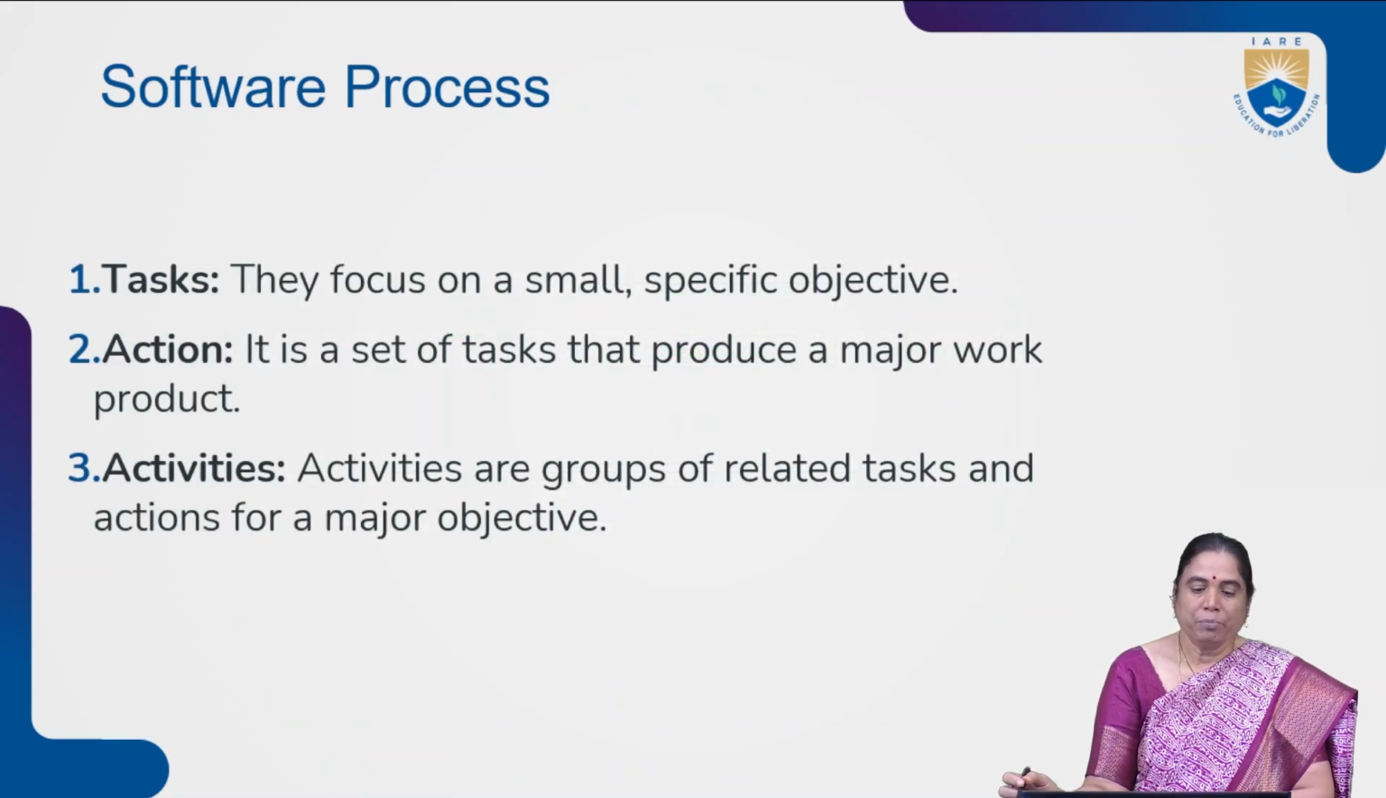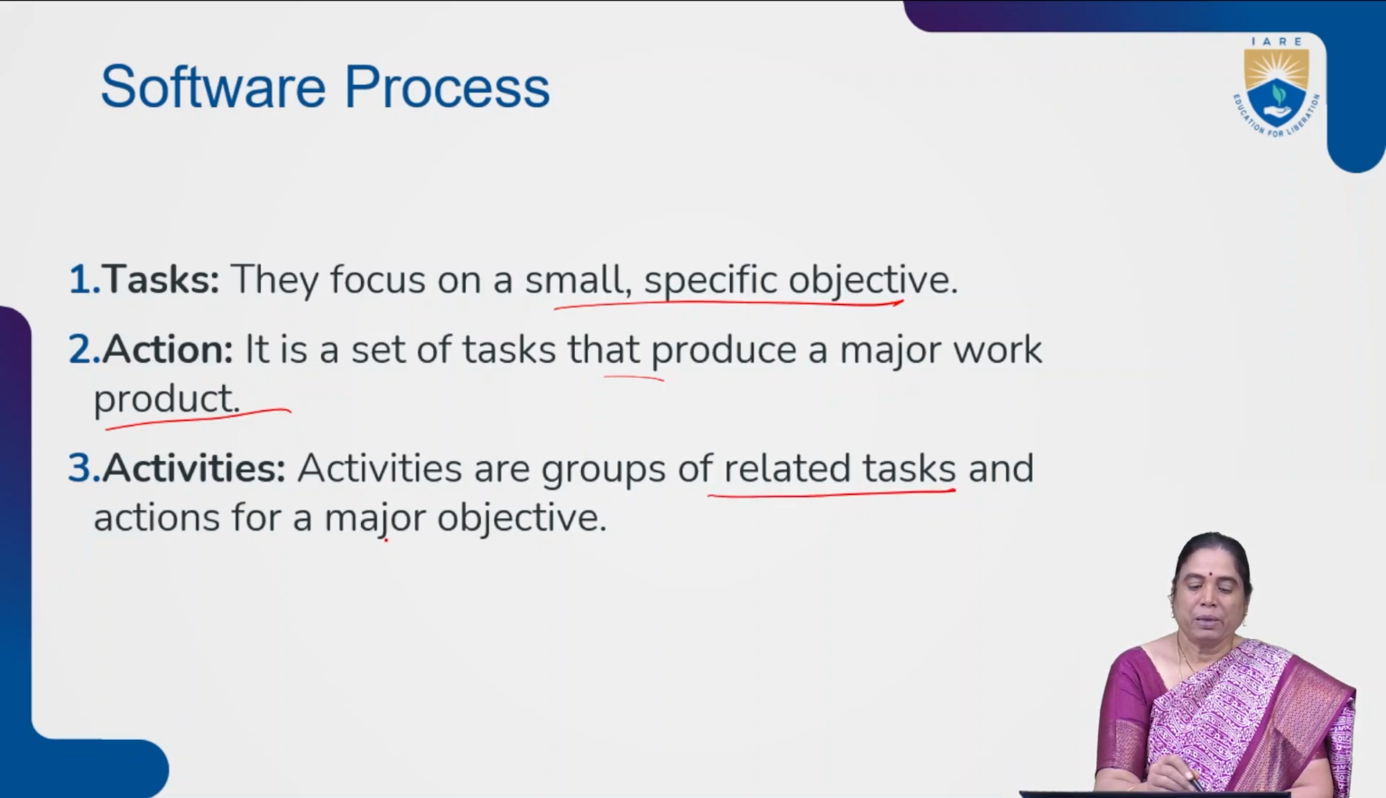Tasks focus on a small, specific objective. An action is a set of tasks that produce a major work product. The activities are groups of related tasks and actions for a major objective.